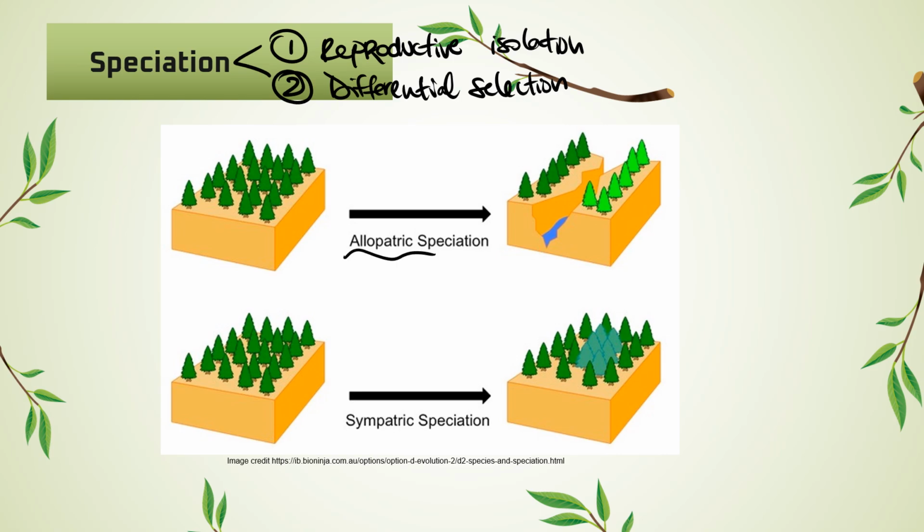We're going to look at allopatric speciation first. Allo means different and patric is homeland. This one makes a lot of sense and is the most common type of speciation. We have our group of organisms here. They're in the same spot. They are able to interbreed.